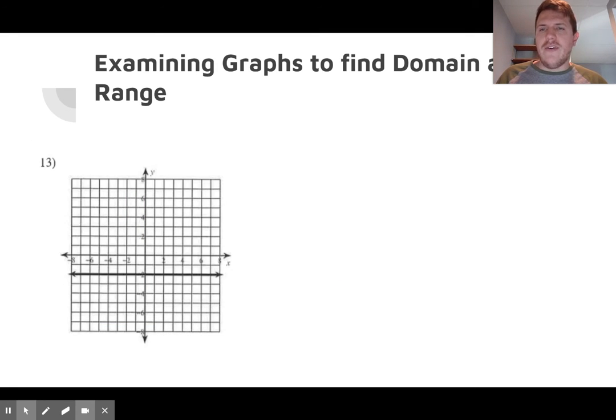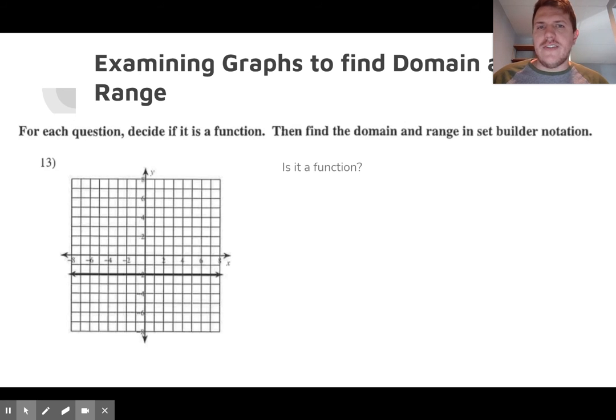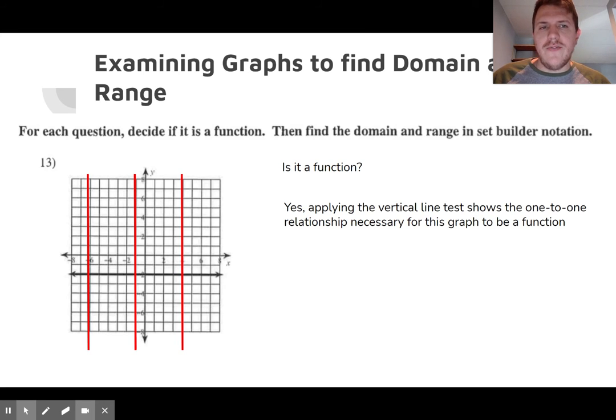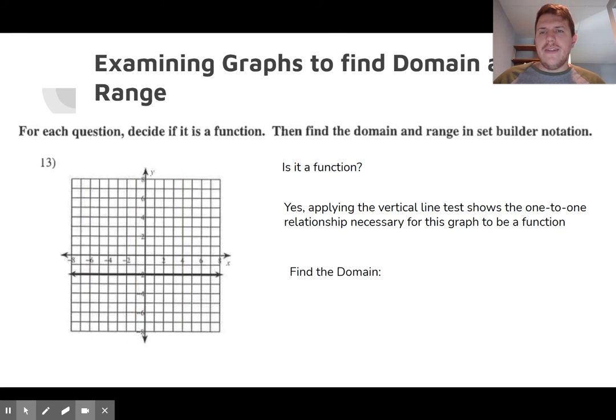Looking at another one, we have a horizontal line here. We're going to decide if it's a function or not. Looking at the vertical line test again, we see that we have exactly one output for every vertical line. Each vertical line intersects with my line one time, so applying the vertical line test shows that there is that one-to-one relationship again. So this is a function. I'm going to go ahead and remove it. When we find the domain, once again, we have arrows, which means that it goes beyond the scope of my graph. So once again, my domain is all real numbers.